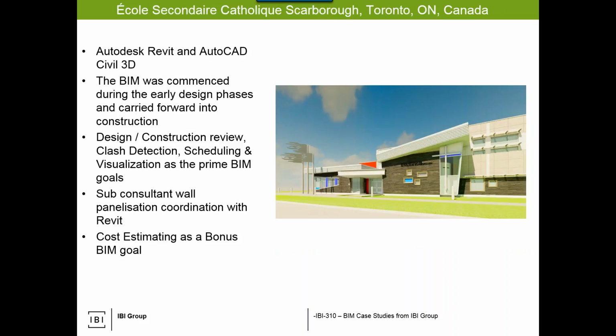For all of these, if you have subsequent questions, just let me know and I can connect you to the project teams or the regions that have developed these. École Secondaire Catholique in Scarborough, which is here in Toronto, Ontario. Again, it was Revit and Civil 3D together, Revit for the building, Civil 3D for the site. So BIM was done early in the design phases and carried forward. As you can see, the standard BIM goals, but clash detection was included. So automated clash routines were run to an extent.